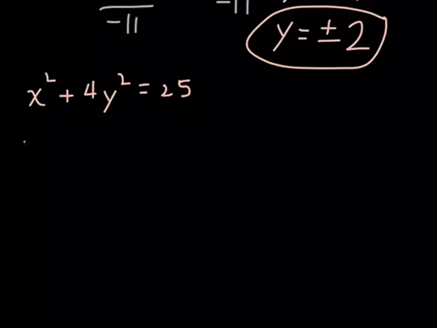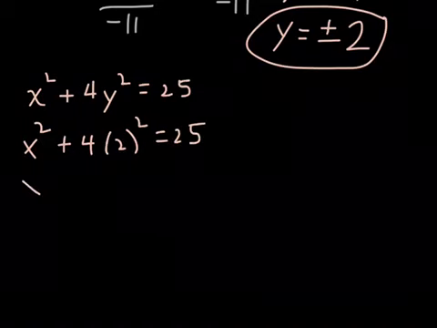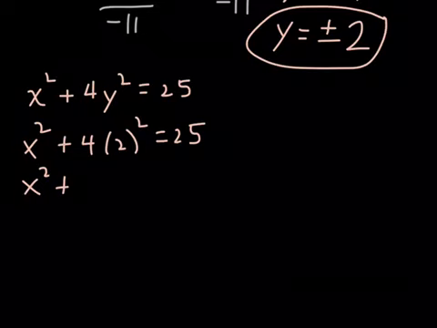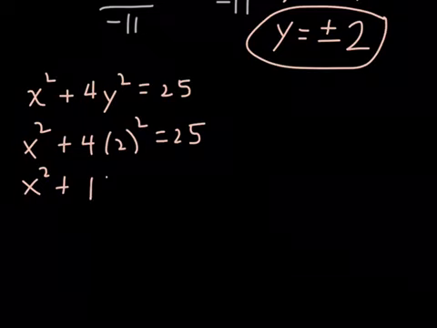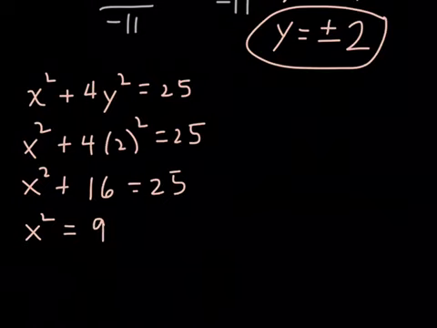Now, when I plug in positive 2, I get the following. X squared plus, remember that 2 squared is 4, so you got 4 times 4, which is 16, is 25. All right, so subtract 16 from both sides, and 25 minus 16 is 9. Take the square root of both sides, and you get plus or minus the square root of 9, which is 3.